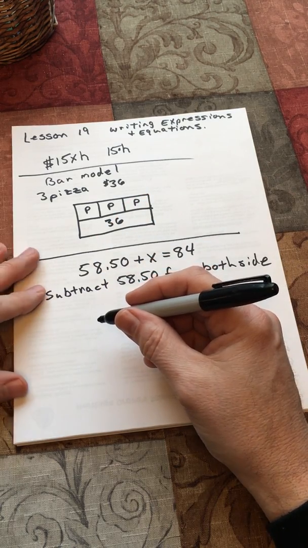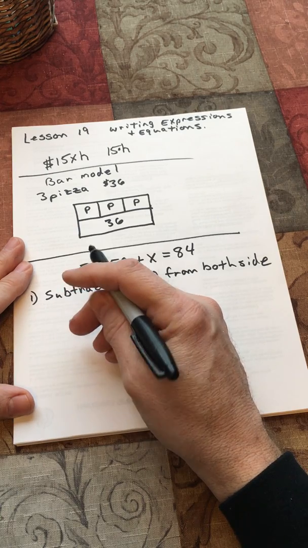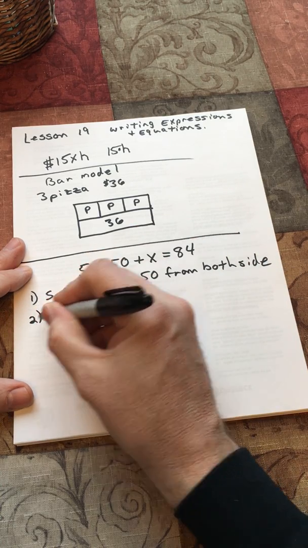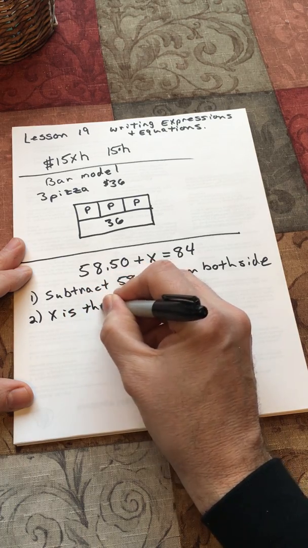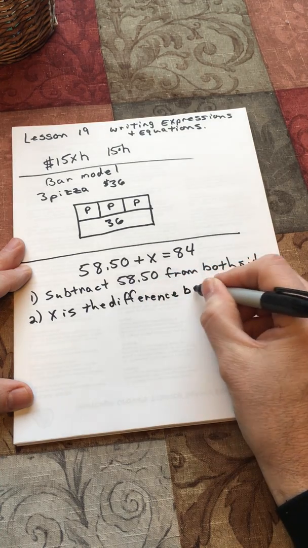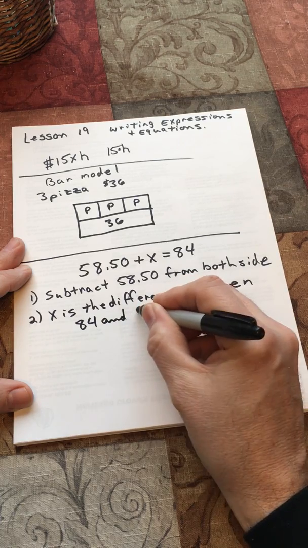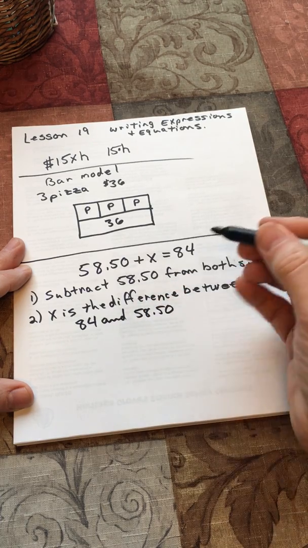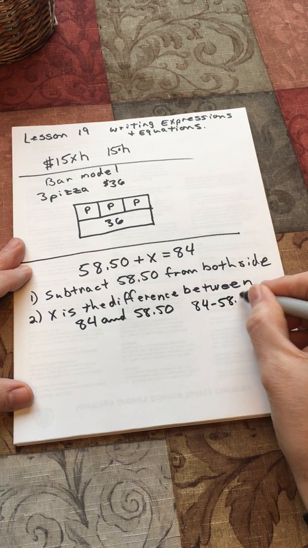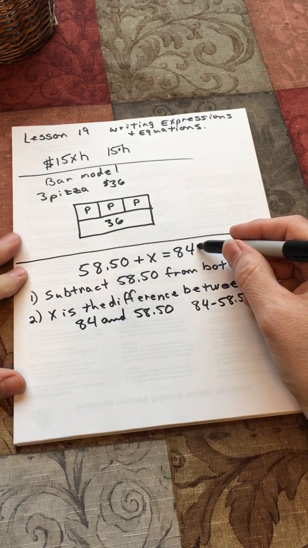We also could say that x is the difference between the 84 and 58.50. Here, that looks like this: x is the difference between 84 and 58.50. And to write that in numeric fashion, it would look like this: 84 minus 58.50 equals x. And that's really just what we did up here. We subtracted the 58.50 from the 84 to find out our value.